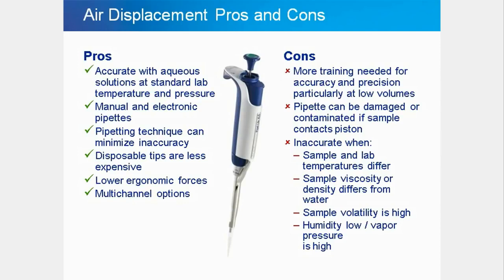Inaccuracies can occur if the sample and lab temperature differ, the viscosity of the sample is different from water, the sample is too volatile, or the humidity is too low and vapor pressure too high.